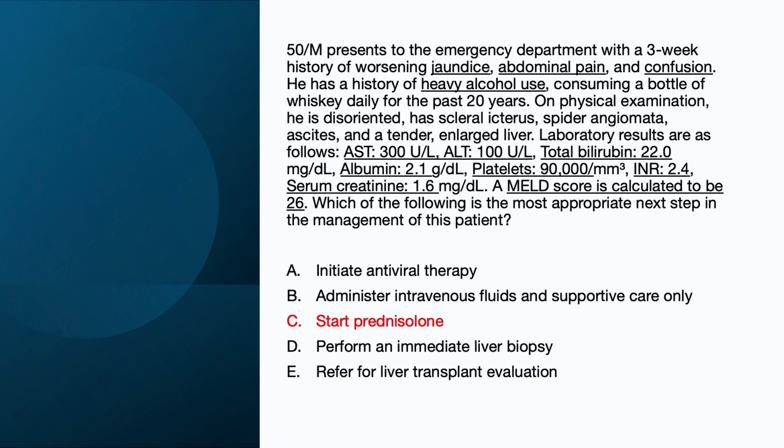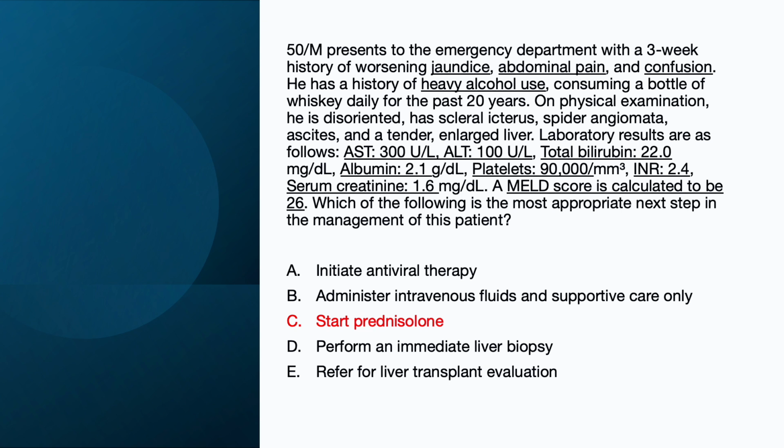The patient presents with severe alcohol-related hepatitis, evidenced by significant jaundice, abdominal pain, confusion, and a history of chronic heavy alcohol use. The lab findings show a markedly elevated AST to ALT ratio, high bilirubin, low albumin, thrombocytopenia, high INR, and an increase in serum creatinine. These findings indicate severe liver dysfunction. A MELD score of 26 further confirms the severity of the condition.